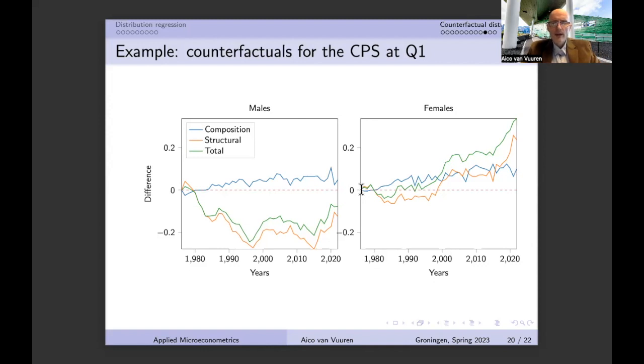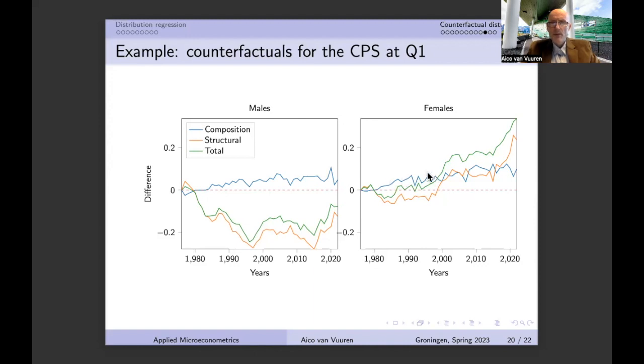And again, the question arises, is this due to a composition effect or a structural effect? Well, here you immediately see that the answer is actually both, especially up till 2000. There wasn't that much of a wage increase over that period, but it was mainly related to a composition effect. Again, that is completely related to the fact that women, even more than men, increased their education levels over time.